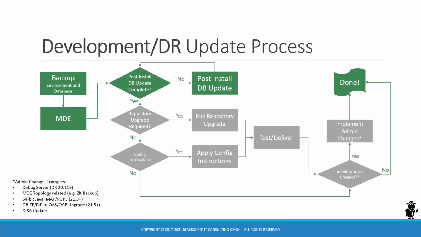So the process flow of a development or design repository update is the green path. If you follow the green path, that's the fast track. So you do the backup, run the MDE, run post-install database update, no repository upgrade, no configurations, no admin changes, and you're done. But if you have any of the gray areas, repository upgrade, configs, or administrative changes, you have additional effort to finish the update of a development environment.